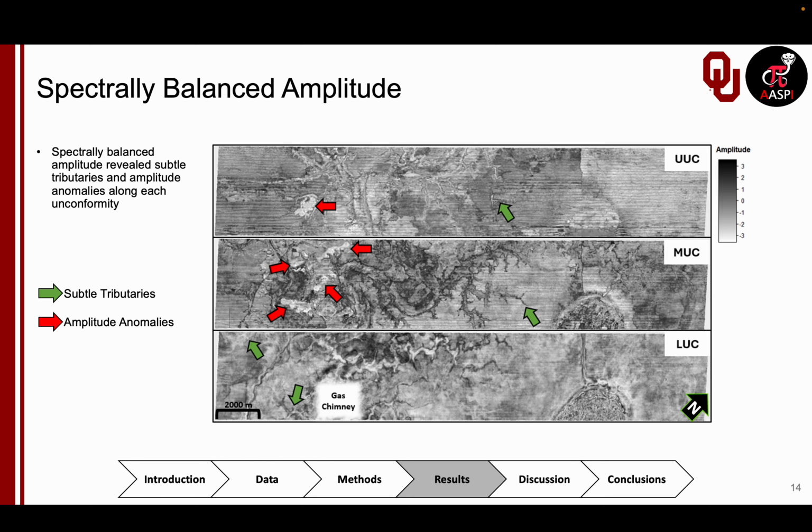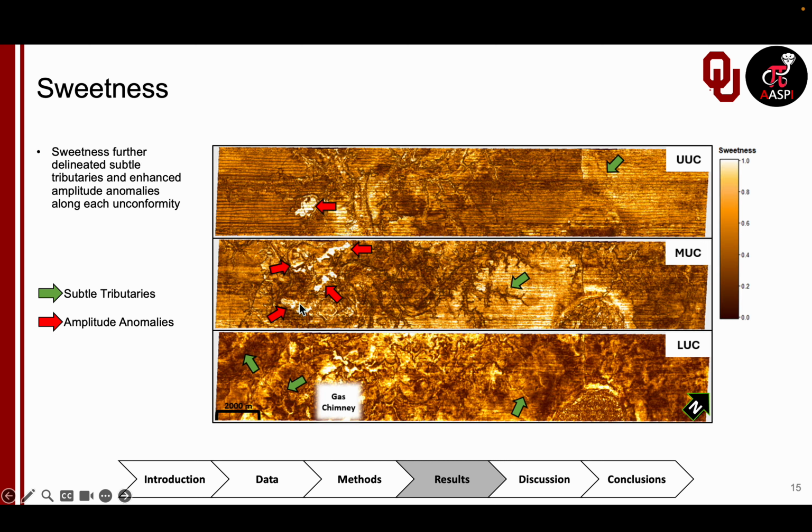So when you look at spectrally balanced amplitude by itself, what you see is that this attribute is just really helping to reveal subtle tributaries along each unconformity, as indicated by these green arrows. However, interestingly, we also see these negative amplitude anomalies, specifically along the upper and then mostly the middle unconformity here, all these negative amplitude anomalies.